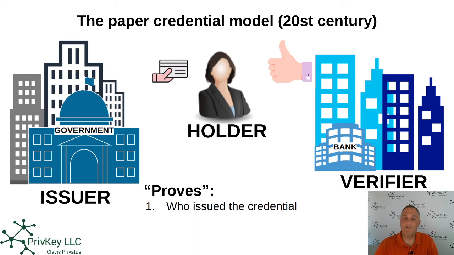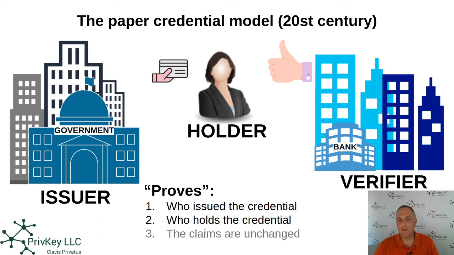So the verifier is looking at this credential identification, looking at who actually issued it, and then looking at who holds the credential. Maybe the picture is one way to verify that person is who they are, and that any claims are on chain. So this whole process accomplishes these three things.